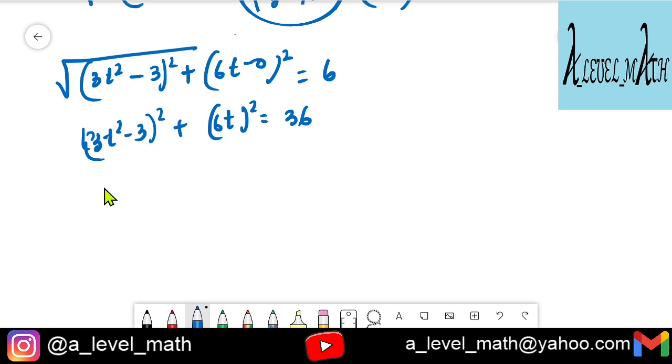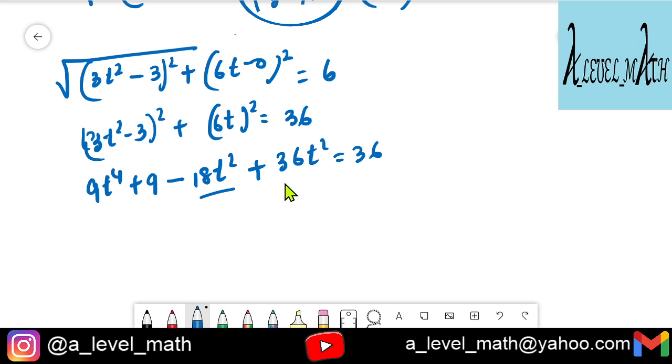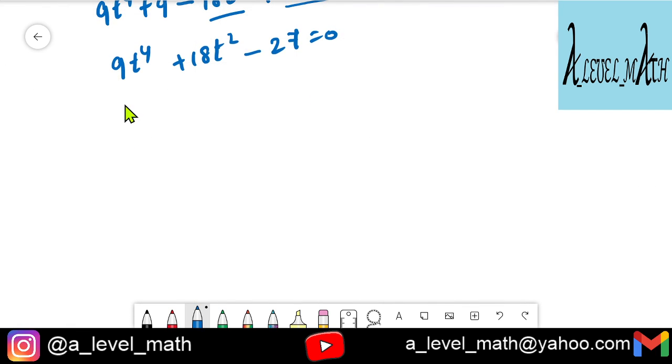If I open up the squares, I get 9t to the power of 4 plus 9 minus 18t square plus 36t square is equal to 36. So minus 18t square and 36t square I can simplify. 9t to the power of 4 plus 18t square, and I can bring this 36 to the left hand side. So 9 minus 36 gives me minus 27 is equal to 0. Now if I take 9 common and cut it throughout, I get t to the power of 4 plus 2t square minus 3 is equal to 0.